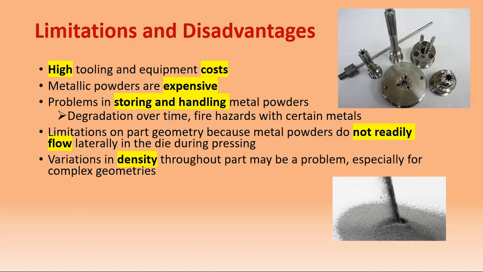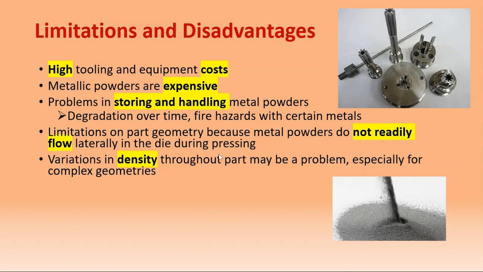Okay, now let's look at the limitations and disadvantages of the powder metallurgy process, in which they involve high tooling and equipment costs, a high capital investment for the tooling and equipment, and the metal powder is expensive. And the problem is storing and handling metal powder, because some types of metal powder can degrade over time and also pose a fire hazard with certain metals. So you need to be very careful in storing the metal powder.